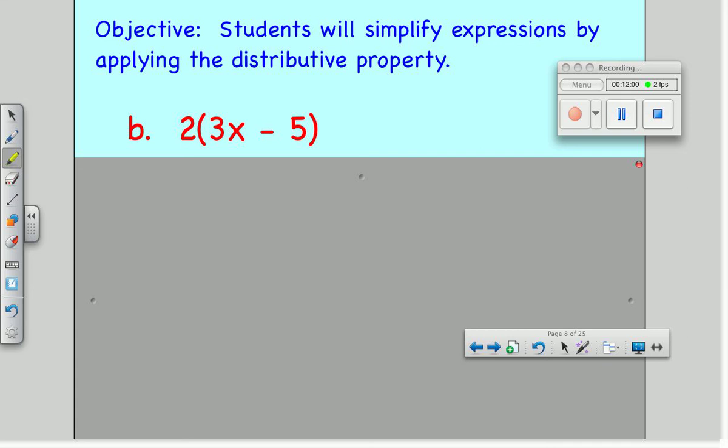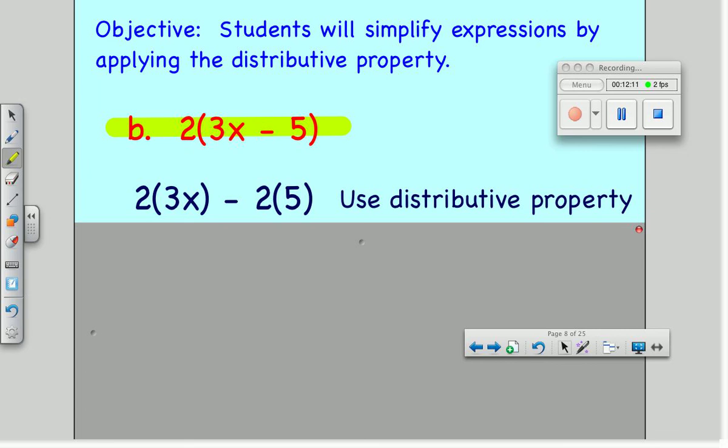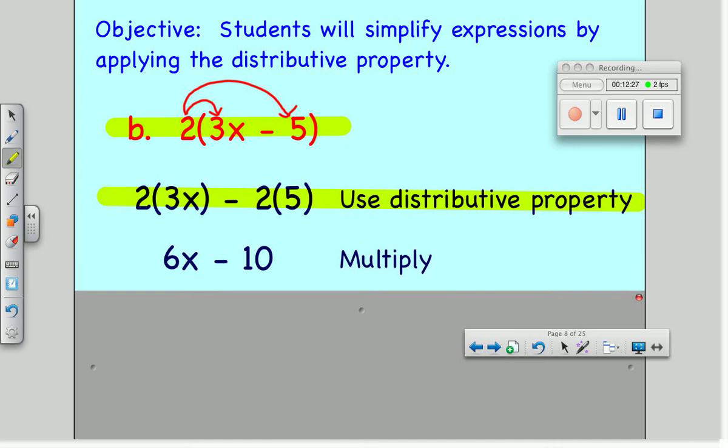Again, we're going to distribute the 2 to everything in parentheses. So we're going to distribute the 2 to the 3x to get 6x. We're going to distribute the 2 to the 5 to get 10, right? So we use the distributive property here. 2 times 3x, 6x. Minus 2 times 5, 10.